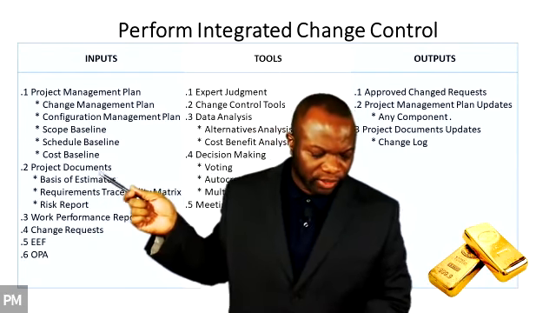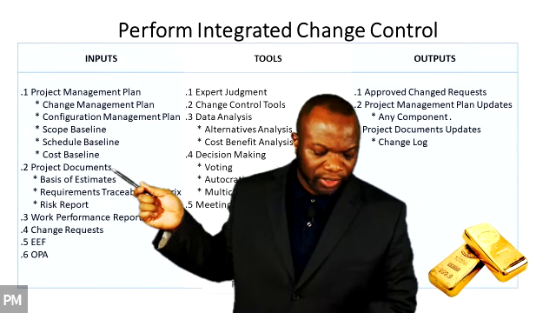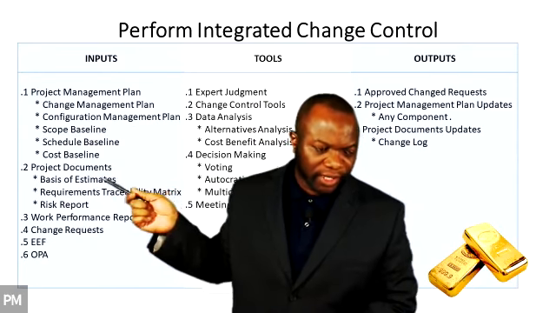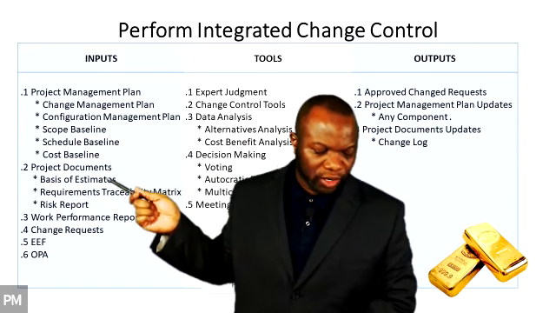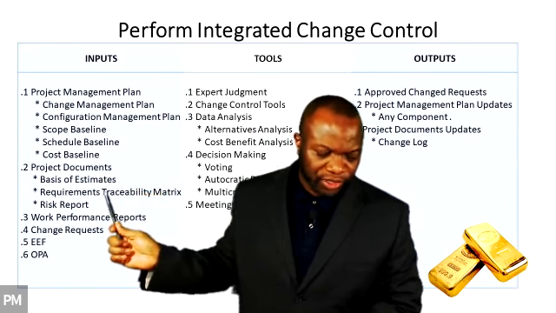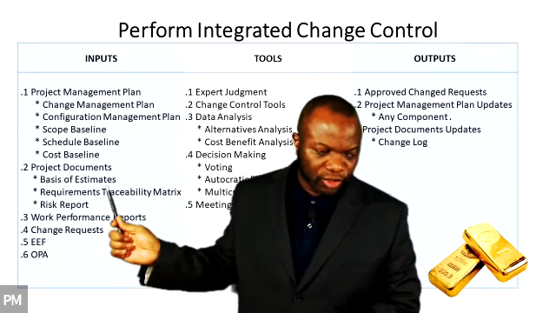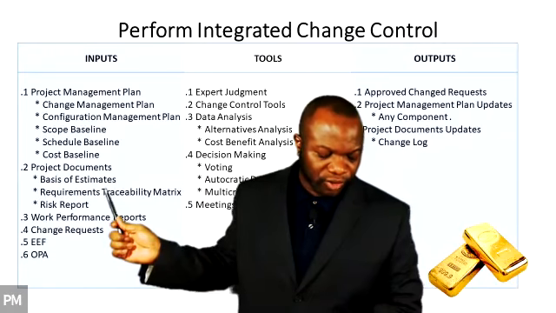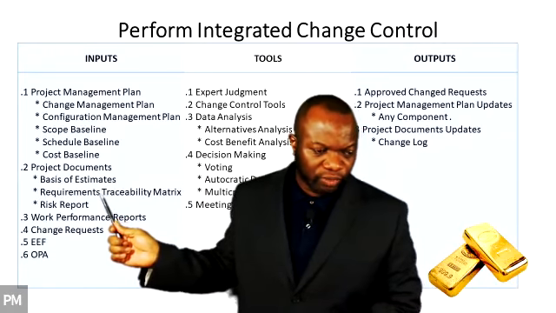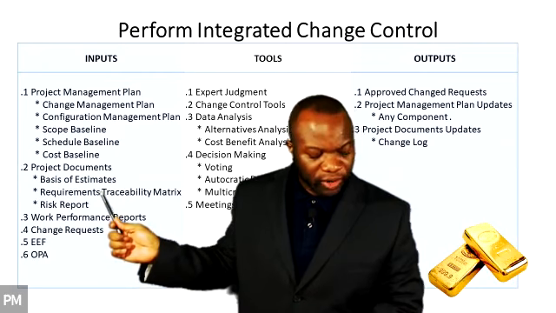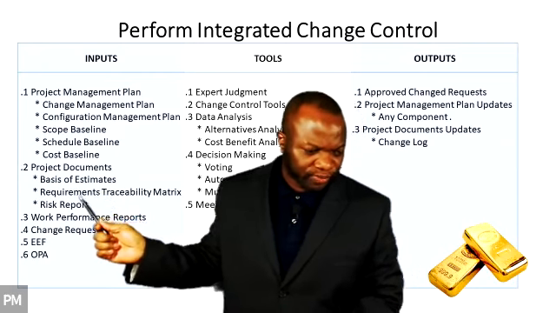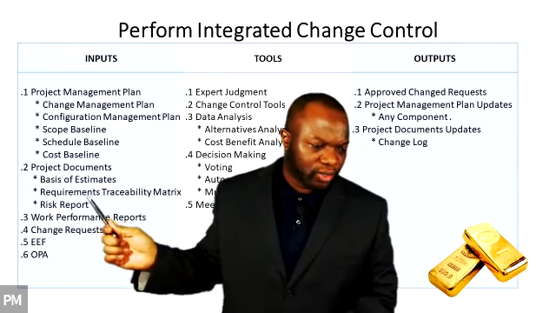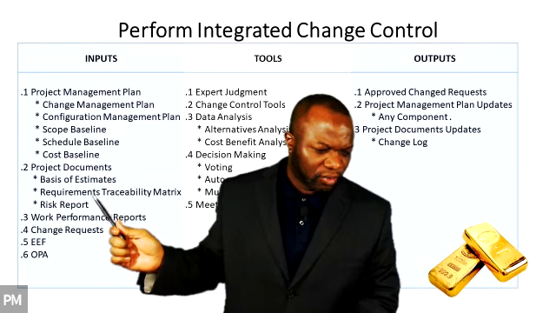Basis of estimates. This indicates how the cost, duration, and resource estimates were derived, and that can be used to calculate the impact of a change on the project. The requirements traceability matrix is used to track requirements to their origin, and it also helps to assess the impact of changes to the product scope, project scope, whatever it is. Because if those are requirements that affect the product, of course, you need to keep those under watch.